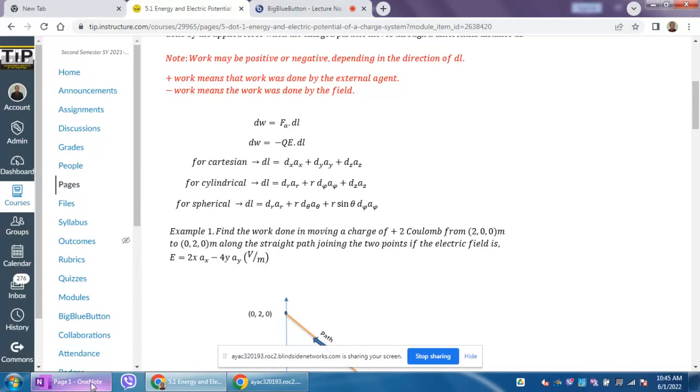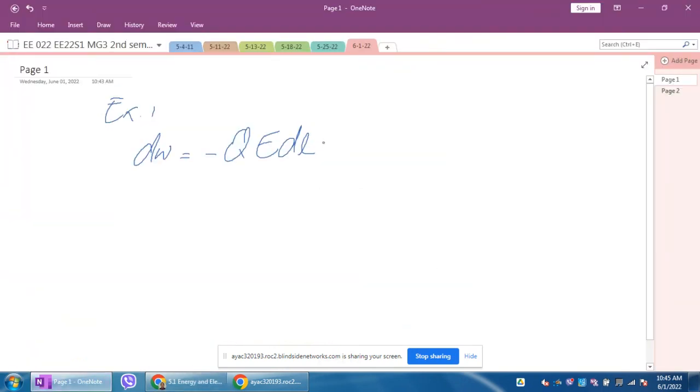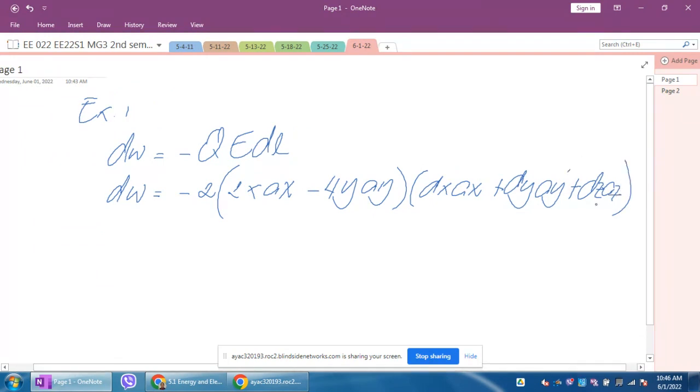No? So, sulat ko po para mas makita po ninyo. So, you have dW is equal to negative. Ang value ng Q natin ay 2. Ang value ng E na given is 2x ax minus 4y ay. Ang dL natin, we have dx ax plus dy ay plus dz az.